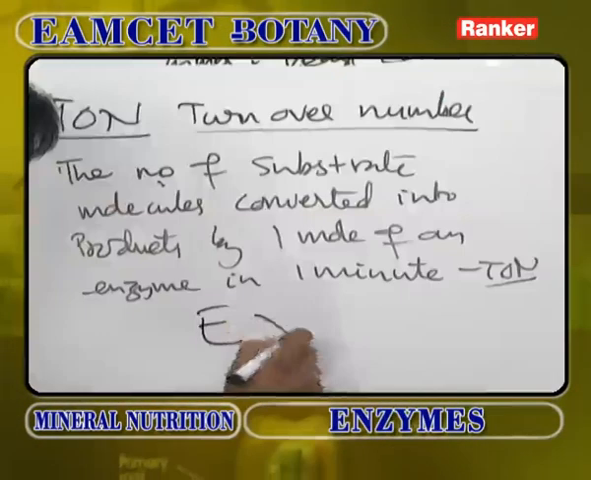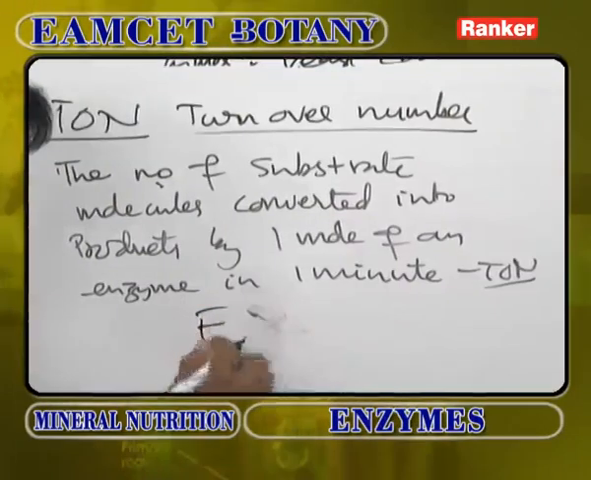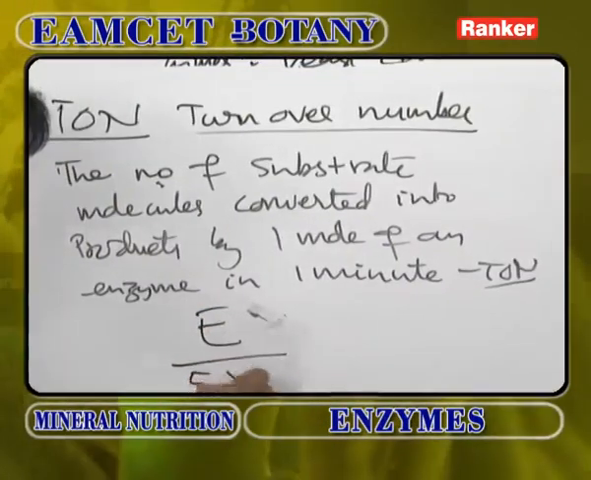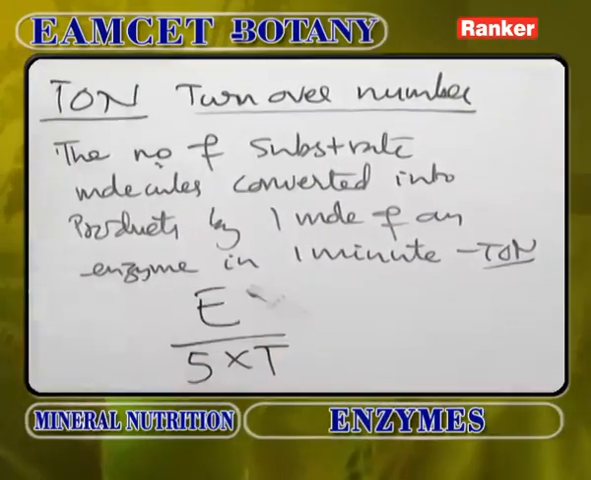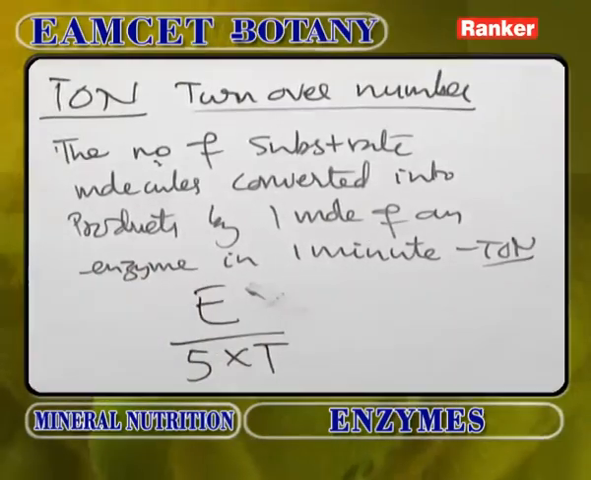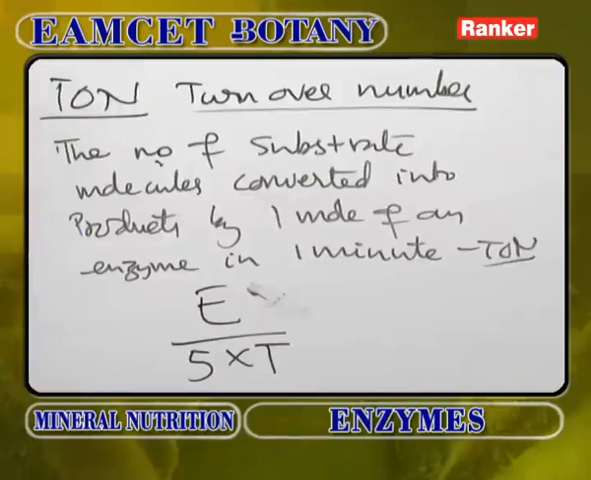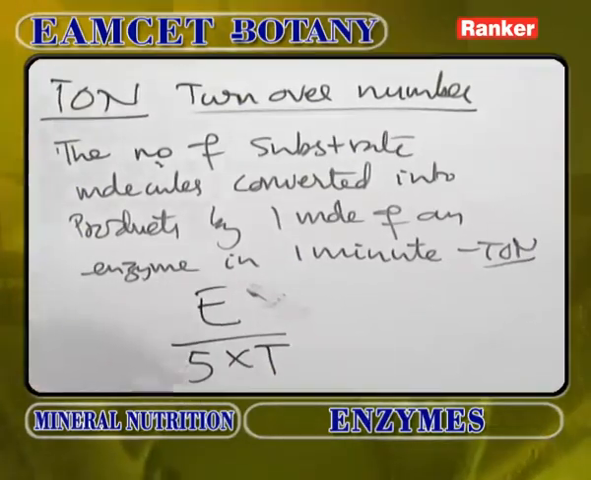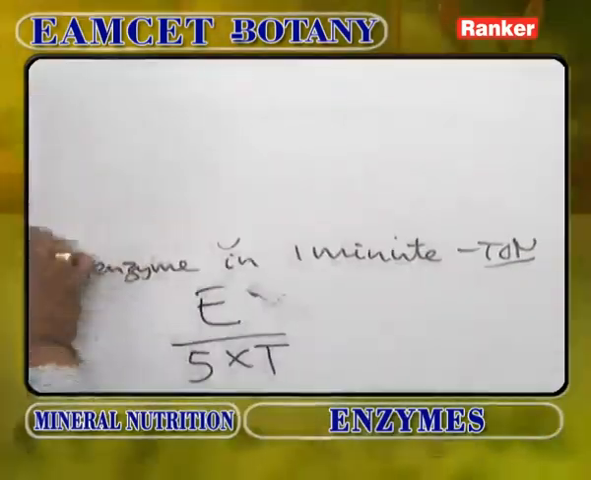It is calculated by enzyme by substrate into time. So when you want to know the turnover number of an enzyme, you have to take the formula enzyme by substrate into time. So what is turnover number?